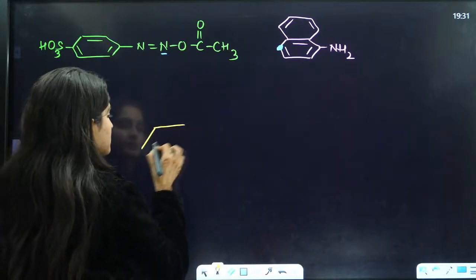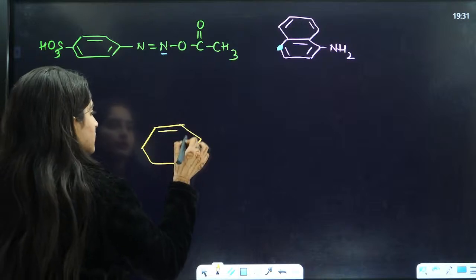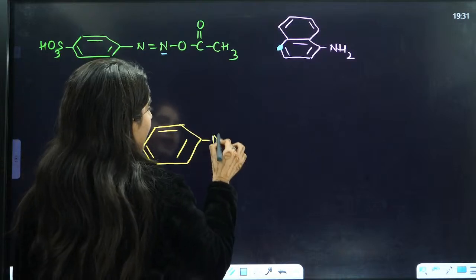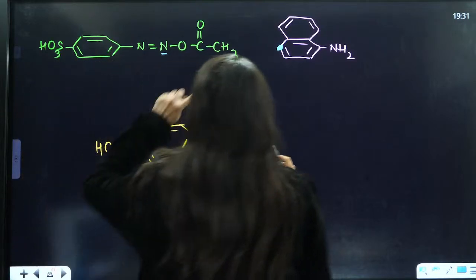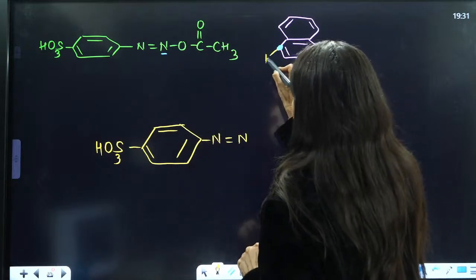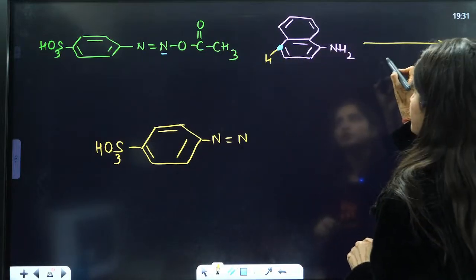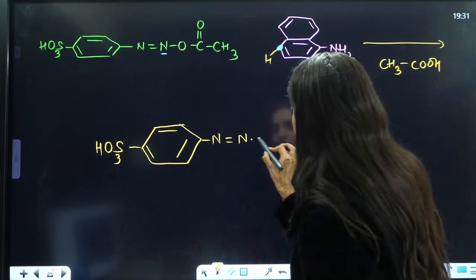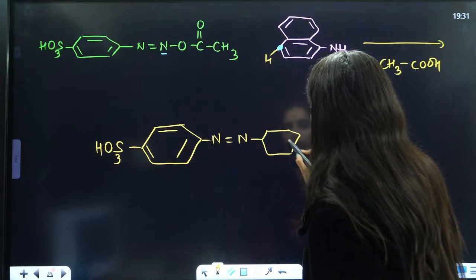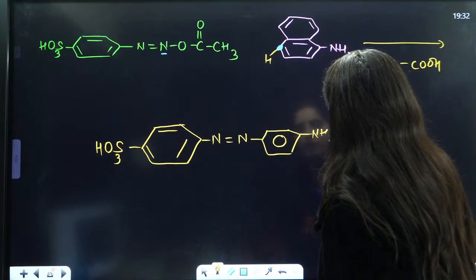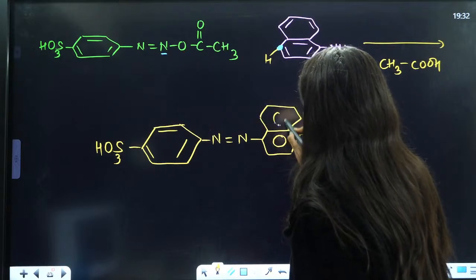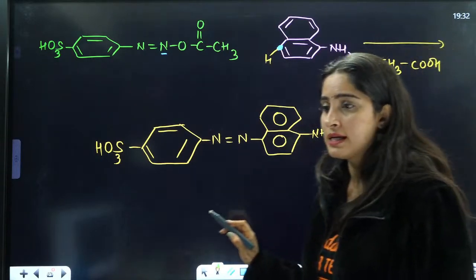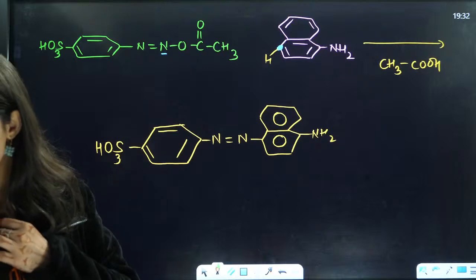They will form, this is benzene, right? This is SO3H, and here you have N double bond N. This whole thing will be eliminated with this hydrogen, and you will have the elimination of CH3COOH, right? And after this you will have this NH2 and there is one more benzene ring attached. So this azo dye that is red in color will be formed. Okay, this kind of compound is formed.